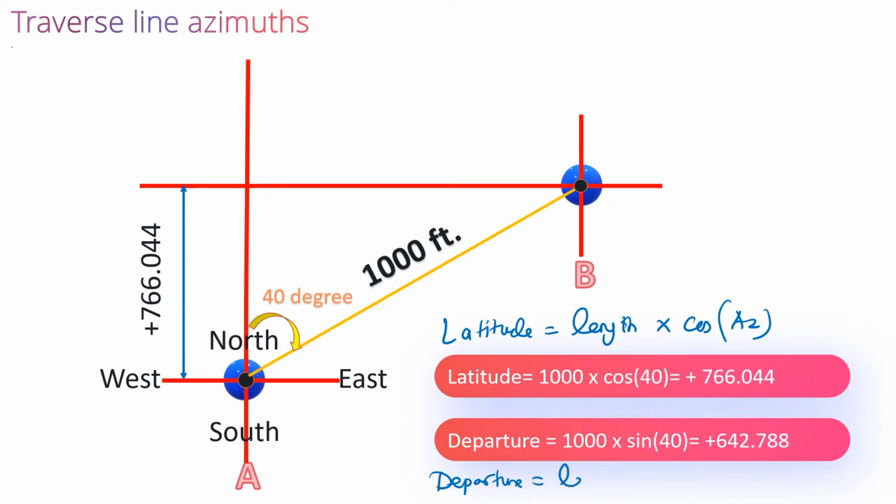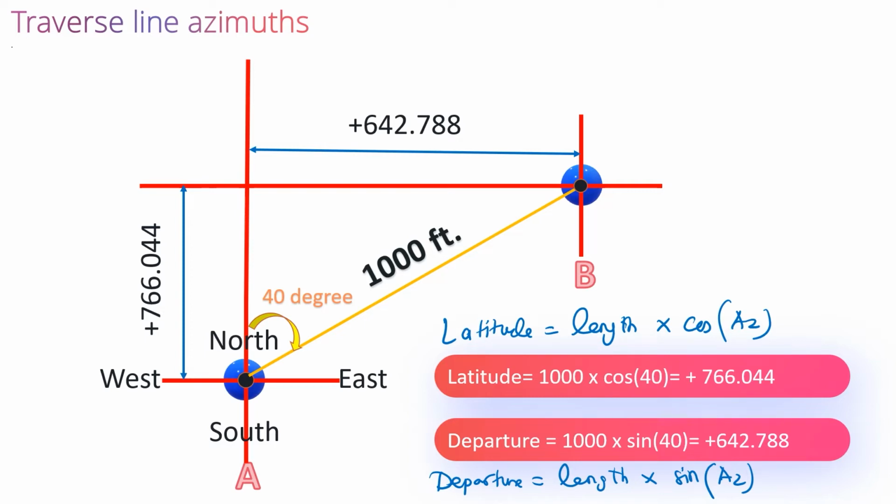And departure is given by the length times the sine of the azimuth. Here you can see that departure is 1000 times the sine of 40, and that would give you 642.788.